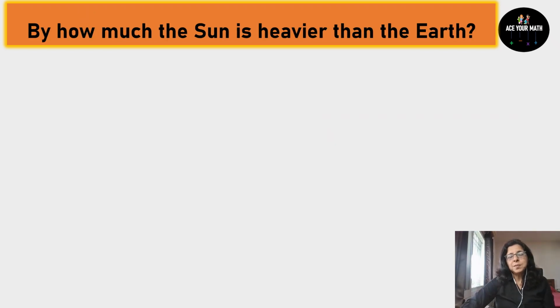Now let's try this sum. By how much is the sun heavier than the earth? Now we have seen the mass of earth and we have seen the mass of sun. So how do you do this comparison? You can write mass of sun over mass of earth.